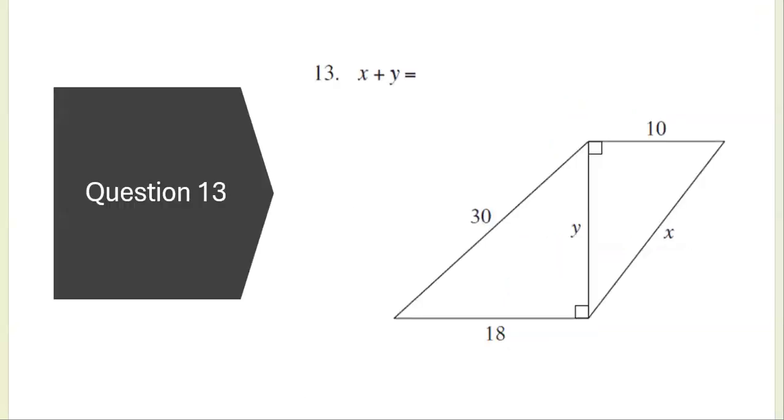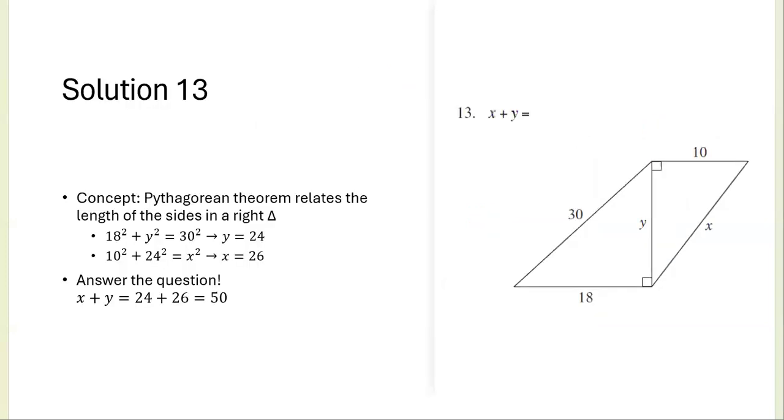All right, number 13. What is x plus y? Here, all we need is the Pythagorean theorem, which relates the sides in a right triangle. A squared plus b squared equals c squared. That sounds familiar, right? So this is a right triangle. So side squared plus the other side squared equals the hypotenuse squared. So let's write the formula. 18 squared plus y squared is 30 squared. We can find that y equals 24.